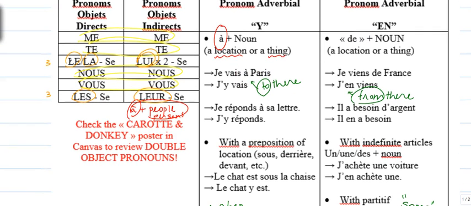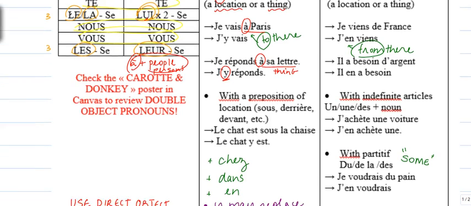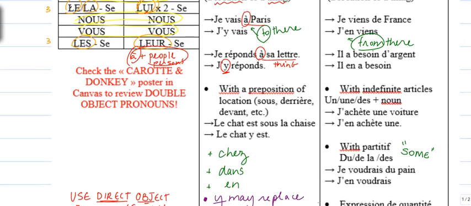Okay? Donc I'm going to Paris, I'm going there. Often, Y will replace a location, a place. Donc je vais à Paris, you spotted à, it's a location. J'y vais. Here we have à and a thing. I answered to her letter. I answered to it. You're not going to say lui because the letter is not a person. The letter is a thing. So I'm going to use Y. I answer it, or to it, j'y réponds.